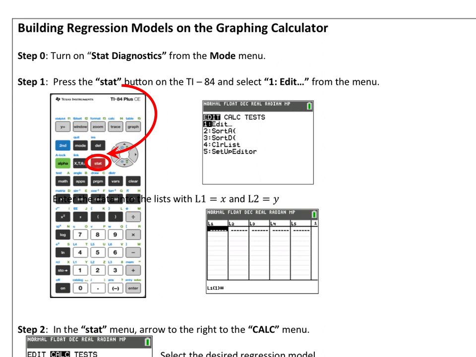So again, if you need a visual of what that looks like, here's mode. This is the newer calculator, so if you have a CE, that's what I'm showing you. But again, stat diagnostics, you go over to on, you press enter, and then you get out of this.